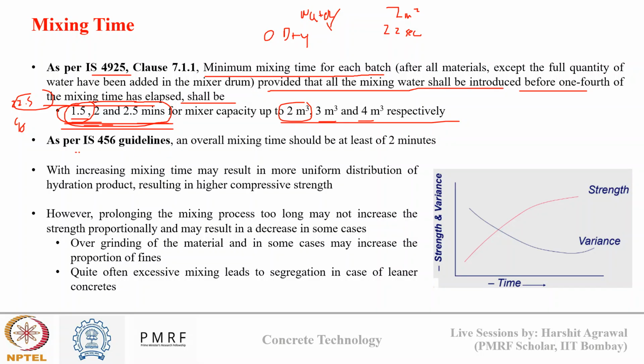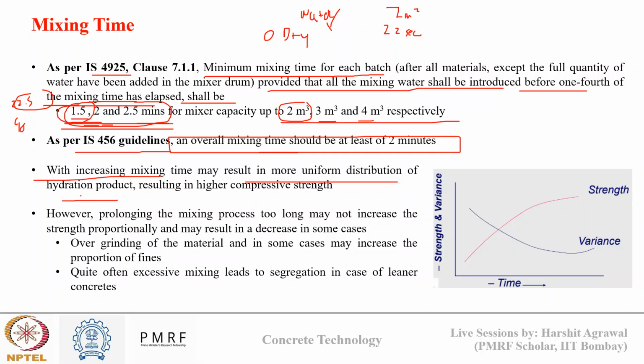Now, as per the IS 2456 guideline, the overall mixing time should be at least 2 minutes. Increasing mixing time may result in more uniform distribution of hydration products, or we can say concrete components, resulting in higher compressive strength. So you can see here, as mixing time increases, the strength will increase because there is more uniform mixing happening.